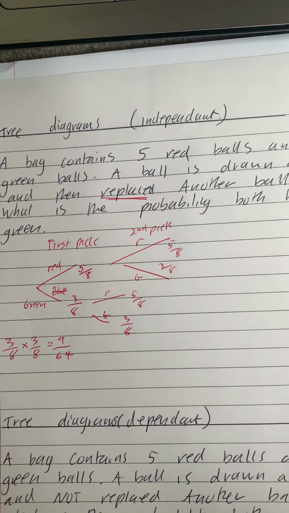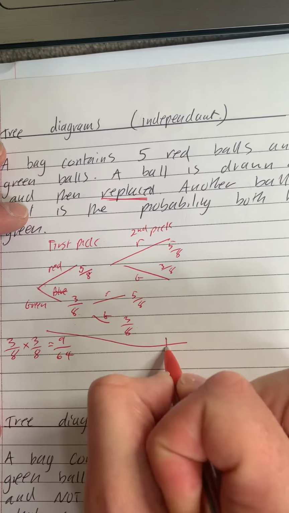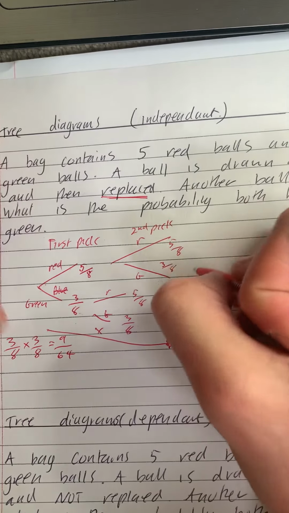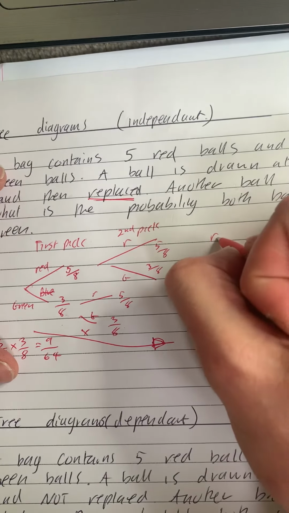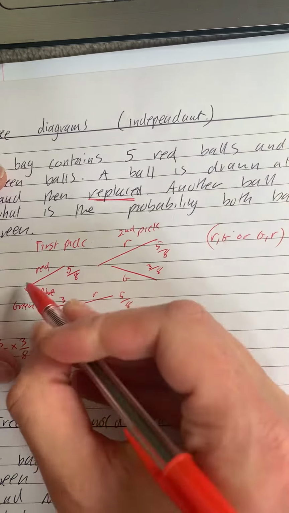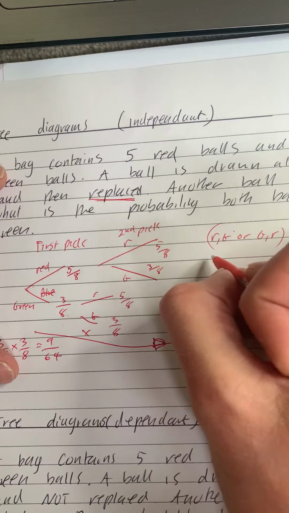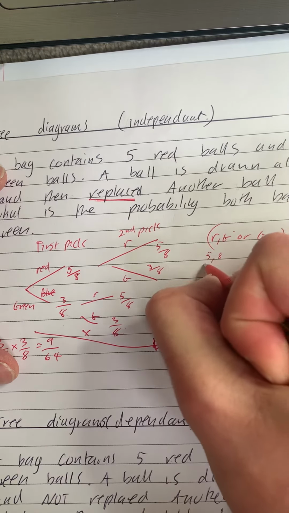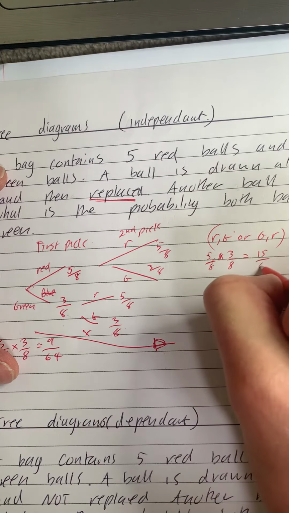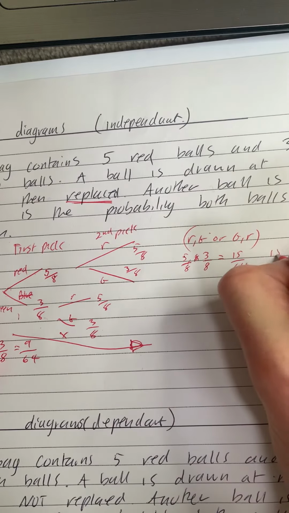Now we could do this for a few different ones. So if we go in this way, it's a times. Sorry, it's a bit scruffy. If we have got more than one option, so if we wanted a red and green, we've got red and then green, so 5/8 times 3/8, which is 15 over 64. Or we could have 3/8 times 5/8, which is another 15 over 64.